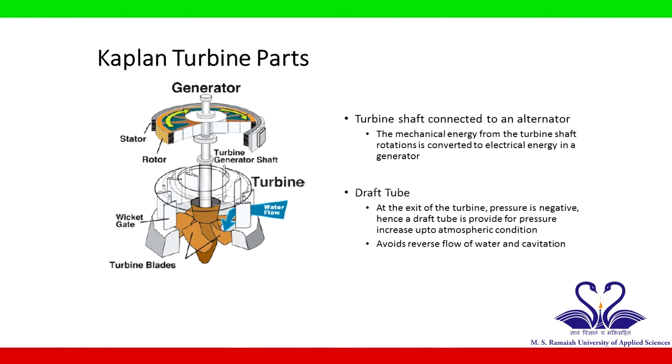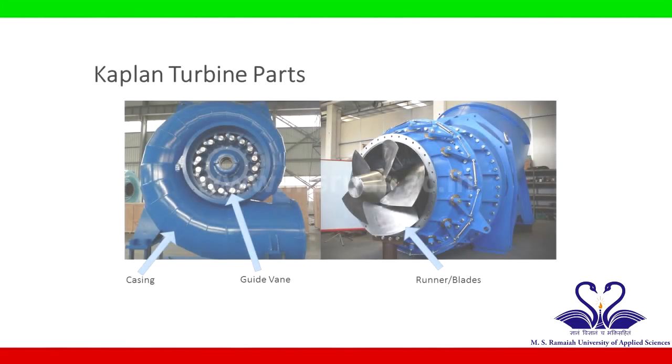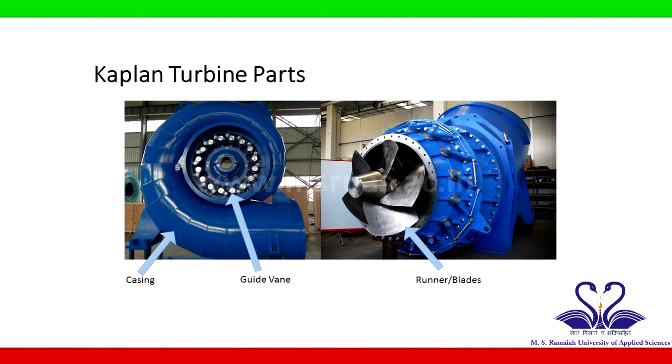At the exit of the turbine, pressure is negative. Hence, a draft tube is provided for pressure increase up to atmospheric condition. It avoids reverse flow of water and cavitation. In the figure, the volute casing and the guide vanes of a Kaplan turbine are seen. Also, the turbine blade can be observed.